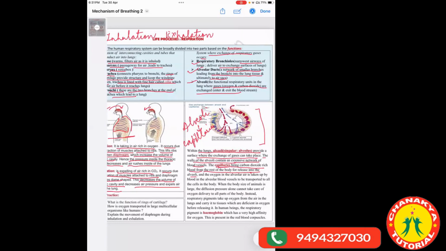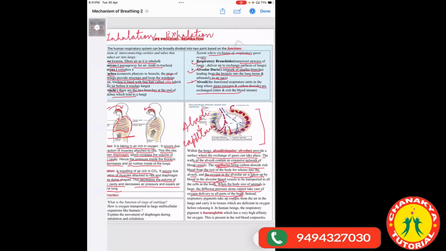And at the same time, the oxygen in the lungs is taken up by the blood in the alveolar blood vessels to be transported to all the cells. So whatever oxygen is present, through the lungs they will be transporting it to the other parts of the body wherever it is required. So how is this happening? Because of the blood capillaries. When the body size of an animal is large, the diffusion pressure alone cannot take care of oxygen delivery to all parts of the body. Again, a very important question.